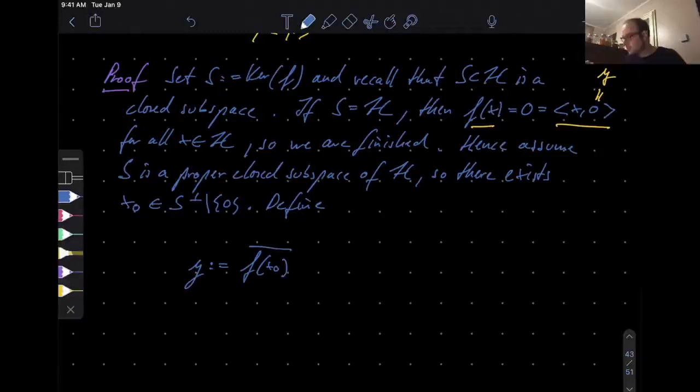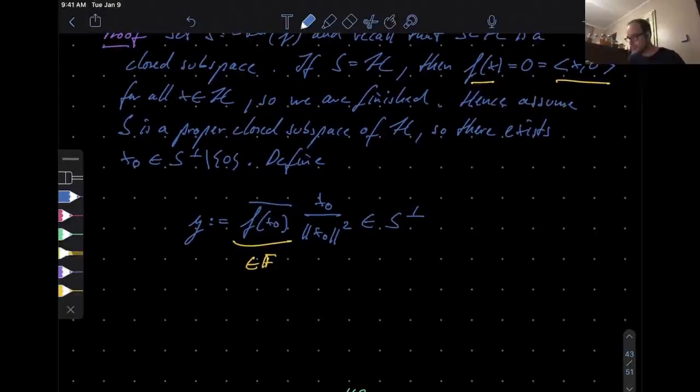y equals f of x0, complex conjugate bar, times x0, divided by the norm of x0 squared. So this is just a multiple. Remember, f is a linear functional. So this guy out front is a scalar, and you divide by the norm squared. That's also a scalar. So that vector y is just a multiple of x0. And hence in particular, because S perp, the orthogonal complement, is a subspace, that guy is in that subspace.